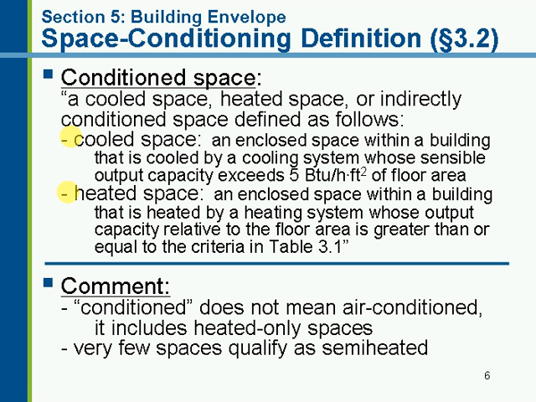Similarly, heated space is space within the building heated by a system whose output capacity is greater than the values in Table 3.1. For heated space, the values vary by climate zone, ranging from about 5 BTUs per square foot for the mildest climates up to 25 for northern Alaska. So it's, again, about 1.5 watts per square foot of heating capacity.